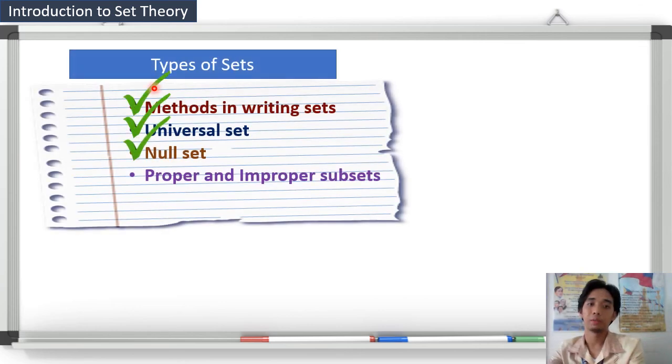Now we are done with the second day of our introduction to set theory. We are now done in the methods in writing sets, universal sets, null set, and the proper and improper subsets. You can now answer your math problem that I assigned to you. And I hope you learned for today's lesson.